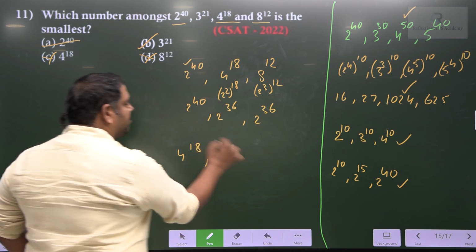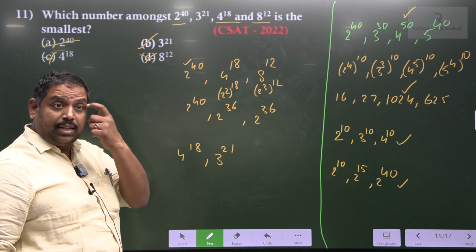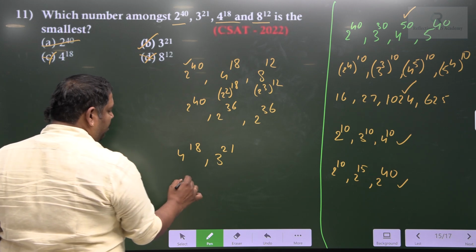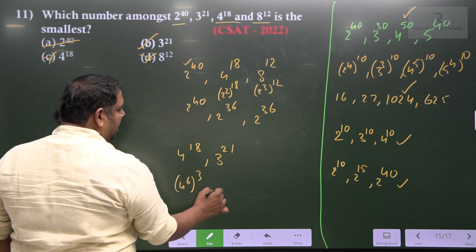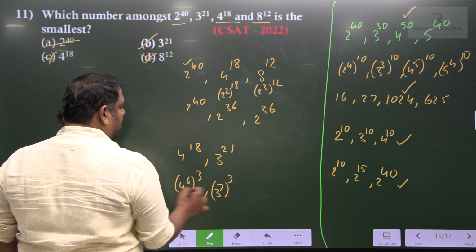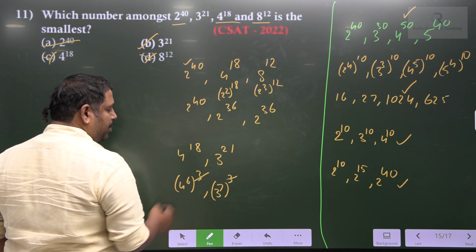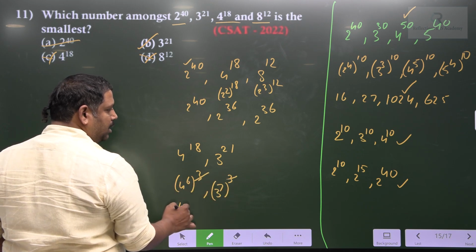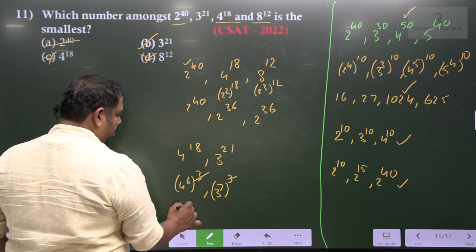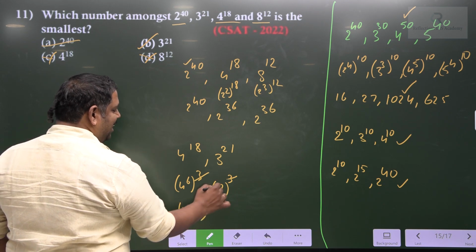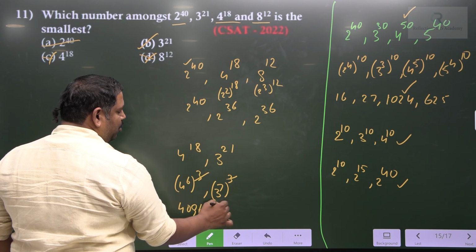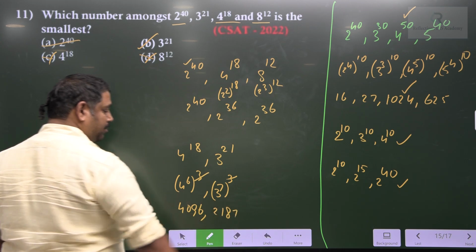In these two, the HCF is 3. Yes or no? Then I can write as 4 power 6 whole cube and 3 power 7 whole power 3. So powers are same. Leave it. 4 power 6 is 4096. 3 power 7 is 2187. Yes, sir. Correct.